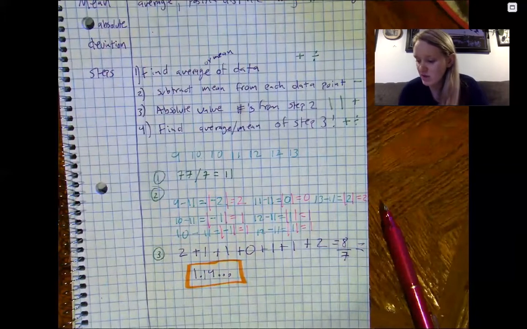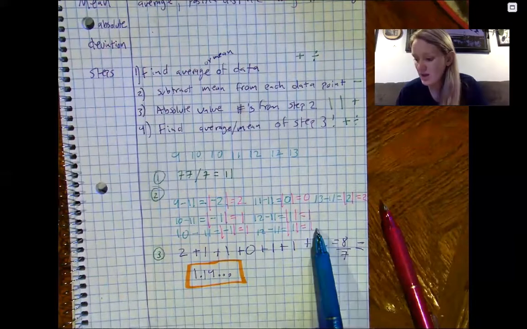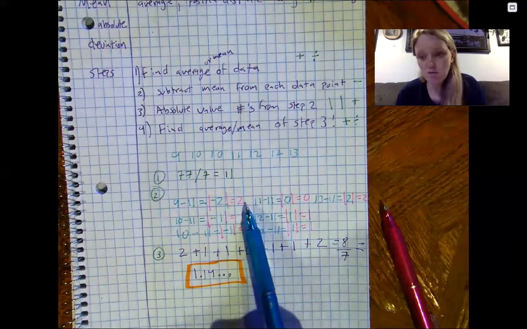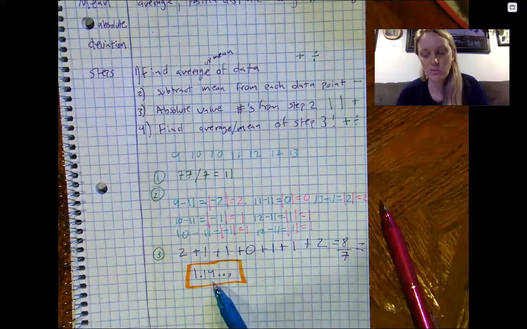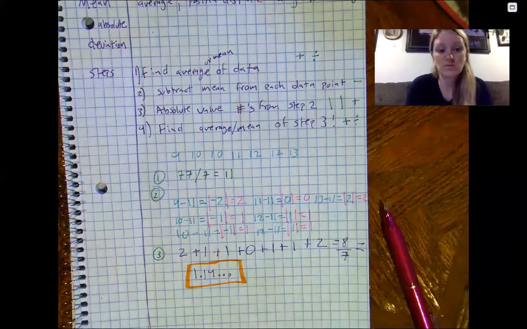Now, if we look back at our data, that makes sense. This person was 1 away, this person was 1 away, this person was 1 away, this person was 1 away. This person was 2 away, which you see, oh, but on average, they were 1.14. You have to account for all of them together, account for the zeros, and account for the other 2.